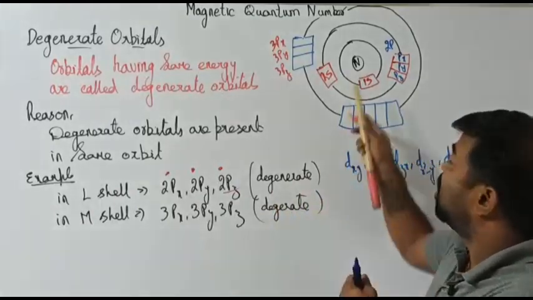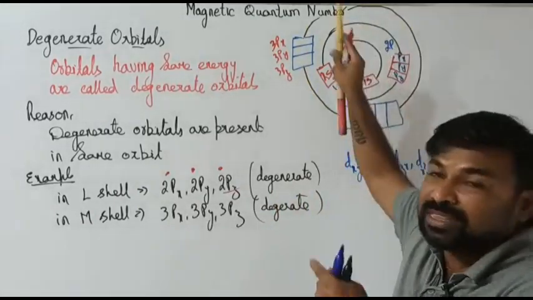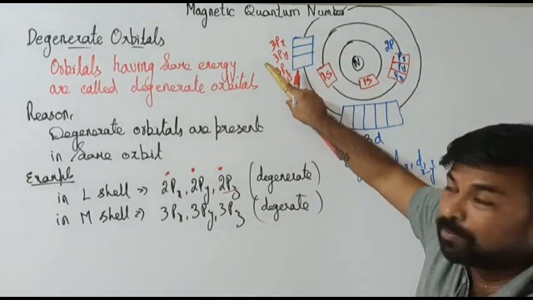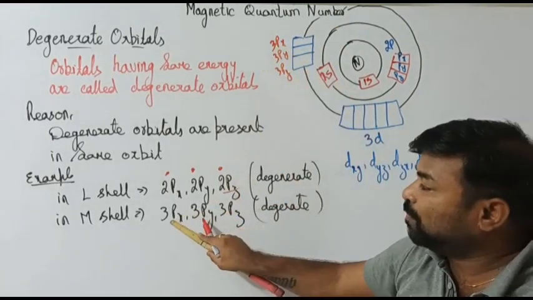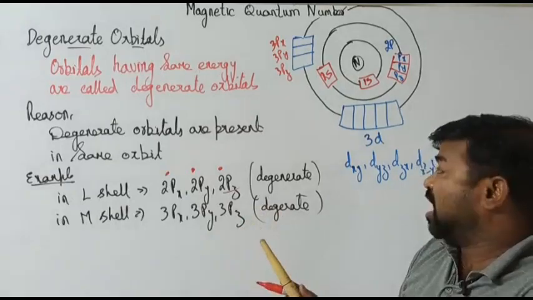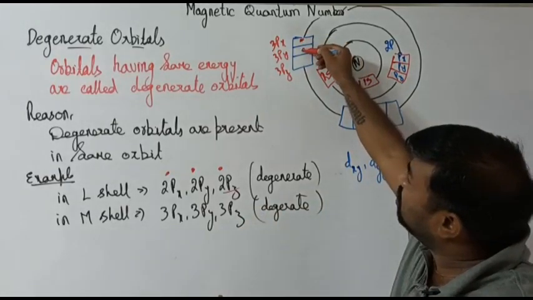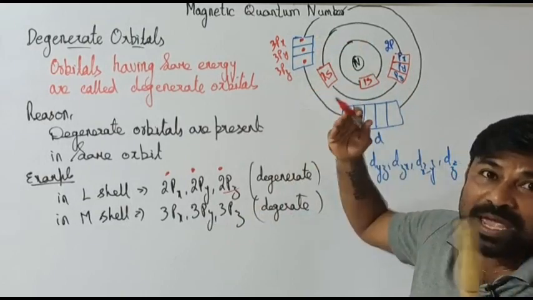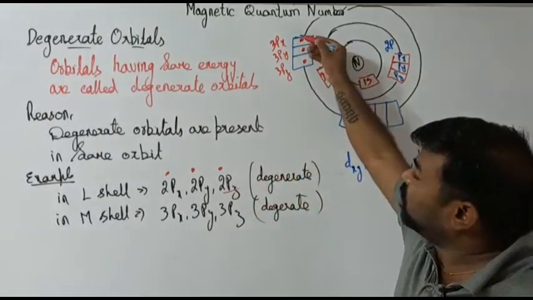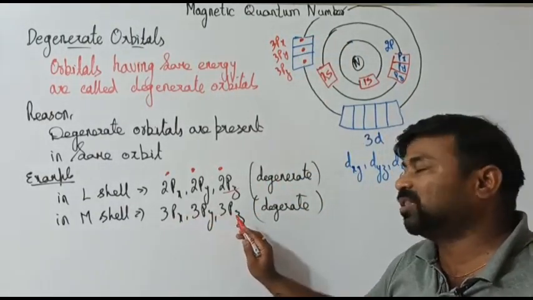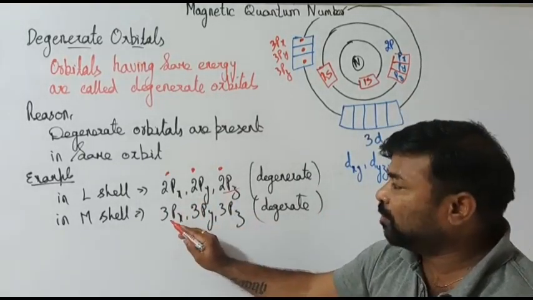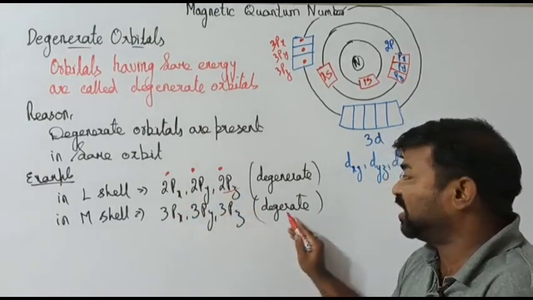In the same way, now let's go for the third orbit. In the third orbit, again we are having P, and as they are present in the P orbital of the third orbit, we call them 3px, 3py, 3pz. Now the electron may be present here or here or here, wherever it might be. All the three orbitals, 3px, 3py, 3pz, will be having the same energy. Therefore, 3px, 3py, 3pz, we can call them degenerate.